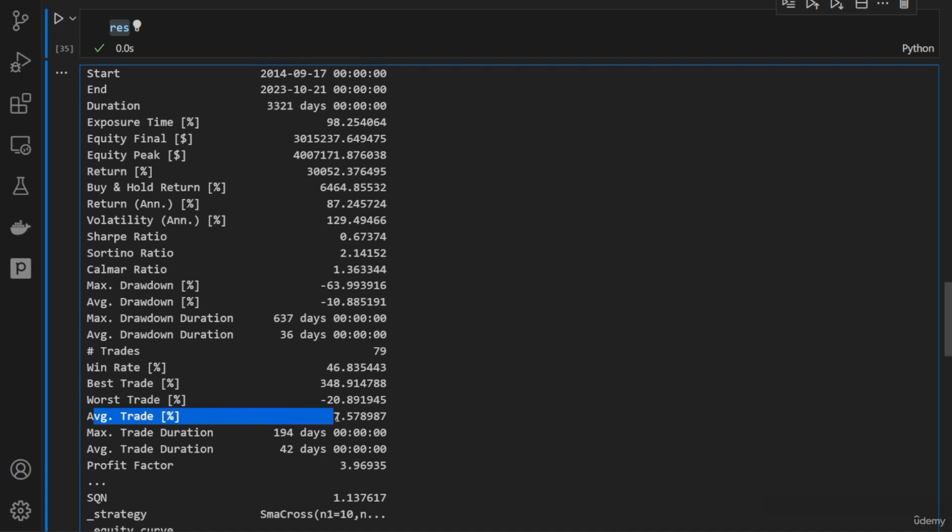The average trade percentage is 7.57%. So although we have 46% as a win rate, the amount that we are winning per trade, whenever we have a winning trade, is compensating somehow for the losses. And this is why we have a positive percentage as an average trade percentage. The maximum trade duration is 194 days. That's very bad. Keep in mind commissions, fees, and overnight commissions and swap and so on. Then we have the average trade duration, 42 days. That's okay if we're working on the daily time frame or the weekly time frame.